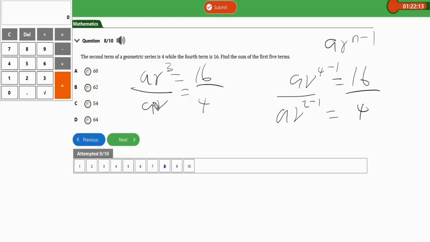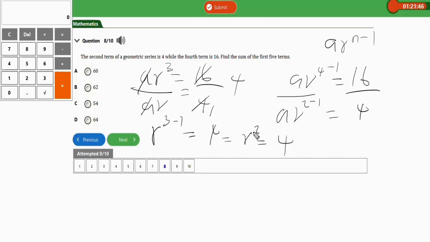4. So this will cancel this. Now 4 into 16, we have 4. So law of indices: the base is the same, subtract the power. So this is r^(3-1) = 4, so this is r^2 = 4.